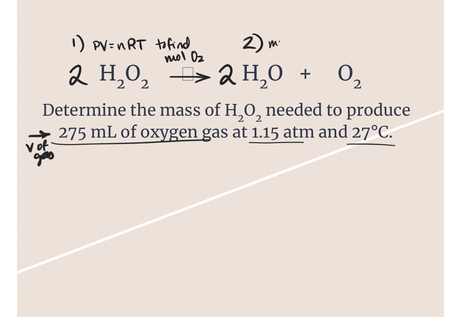Then I'm going to go from moles of oxygen gas, convert that into grams of H2O2 using stoichiometry. So I want to do the PV equals nRT first. So let me get this stuff out of the way here. Okay.